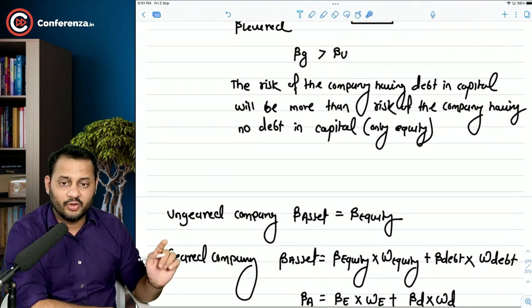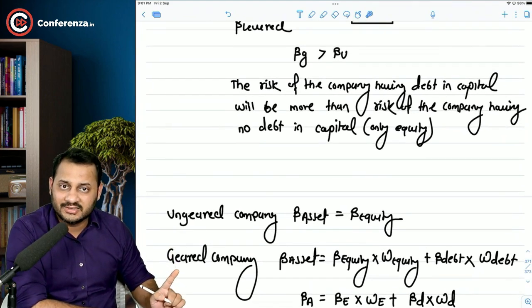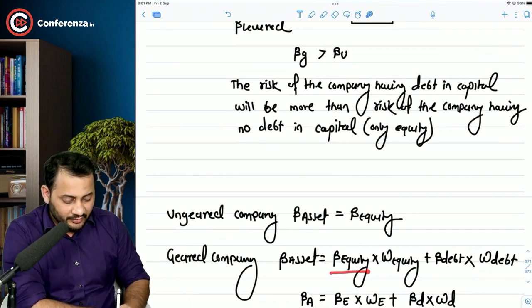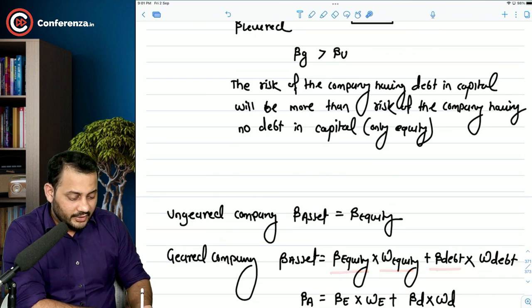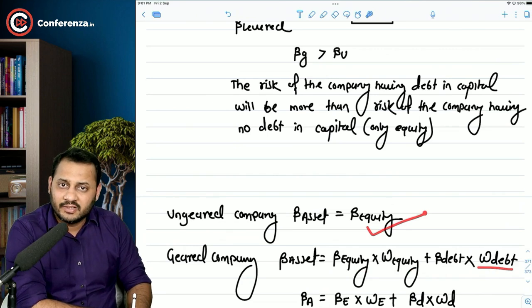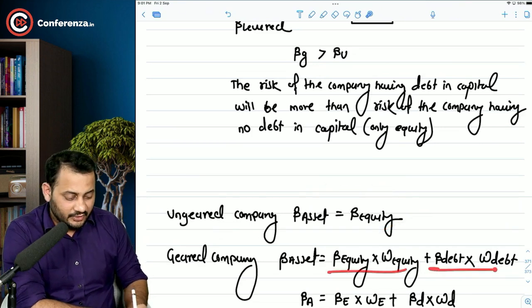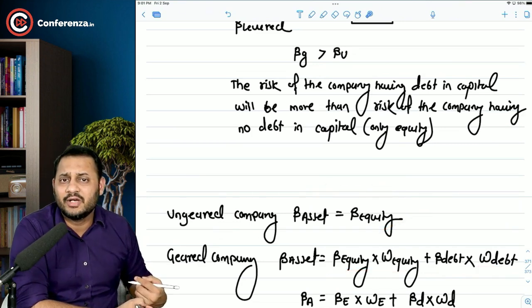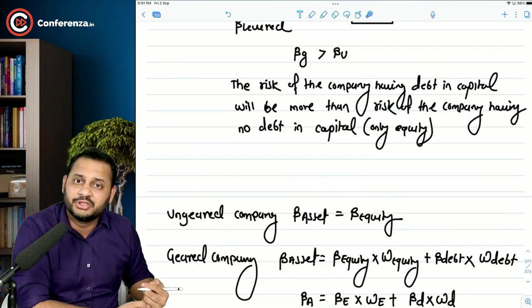If you want to calculate the asset beta of a geared company, it will include equity beta into weight of equity, plus debt beta into weight of debt, simply. In the earlier case, there was no need because equity was the only thing, so equity beta became asset beta. But in this case, we will multiply it. It's as good as taking the weighted average of each beta.